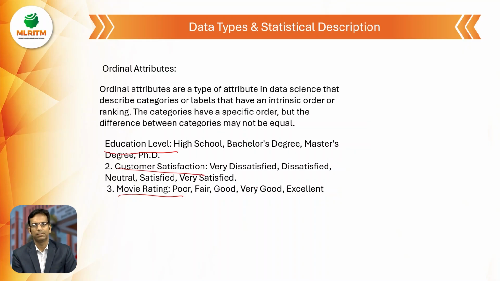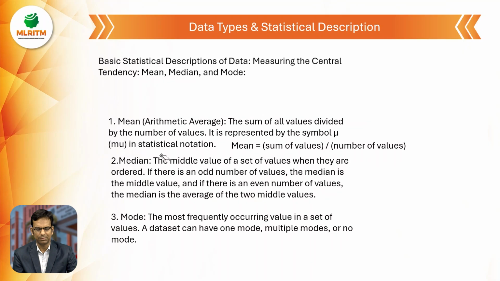And movie rating is the next example. Movie rating: poor, fair, good, very good, excellent. Poor movie, average movie, good movie, very good movie, excellent movie. So whenever you represent movies in different types of order, that comes under categories of the data.